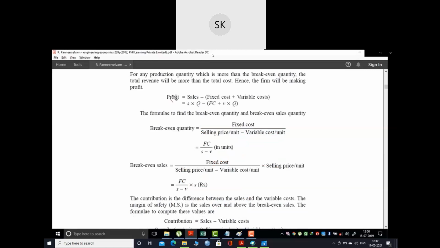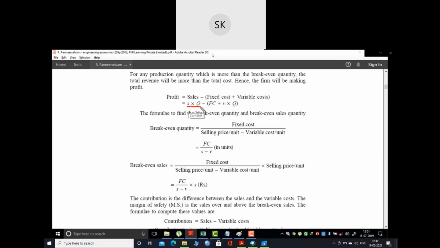Okay, so let us discuss the basic formulas which are used for the break-even analysis. So the first one is calculation of profit. So profit is sales minus the fixed cost plus the variable cost. So this is the selling price of the product. This is the cost price of the product. So this difference of the selling price and the cost price of the product becomes the profit for the product.